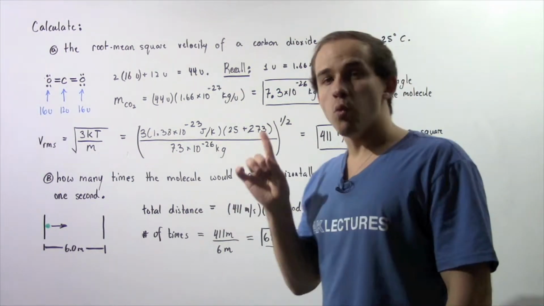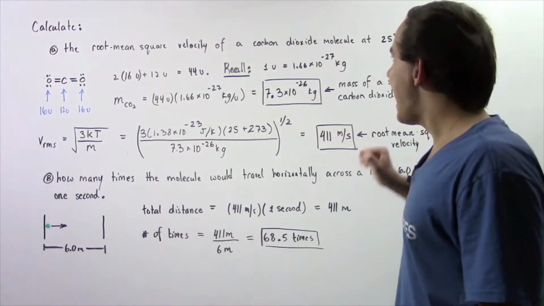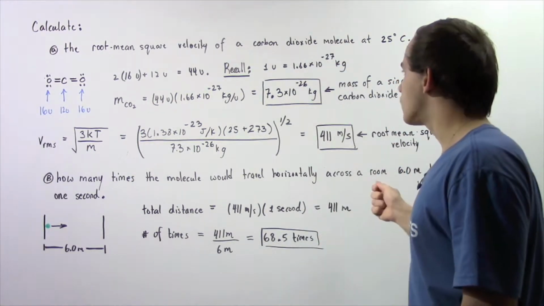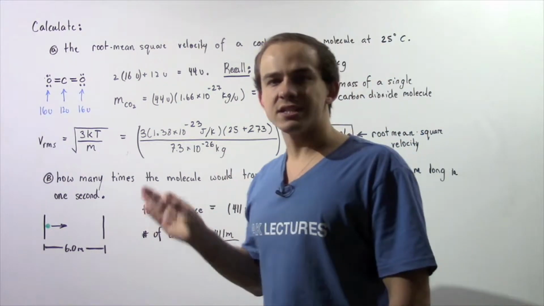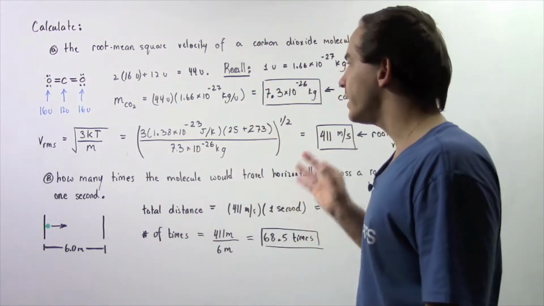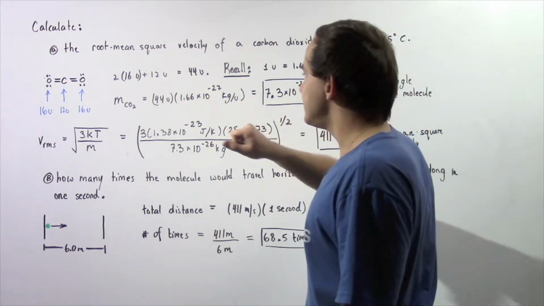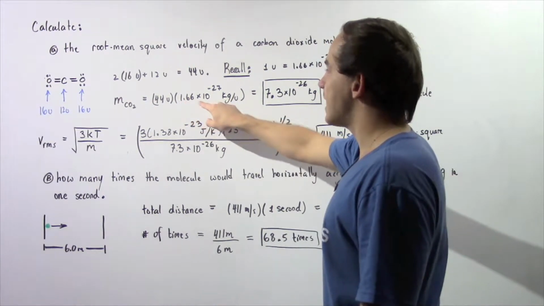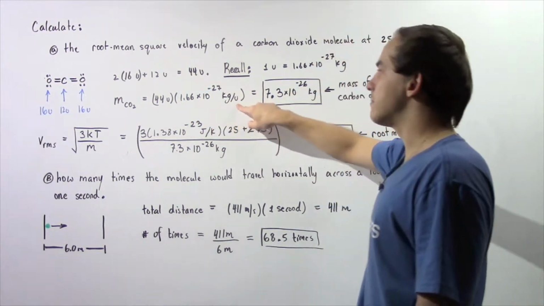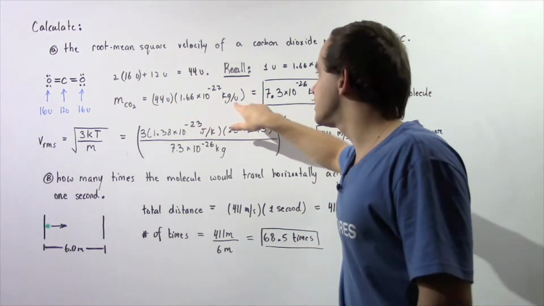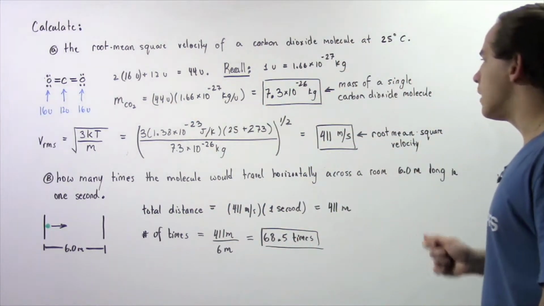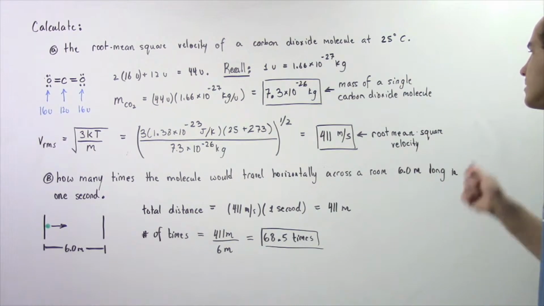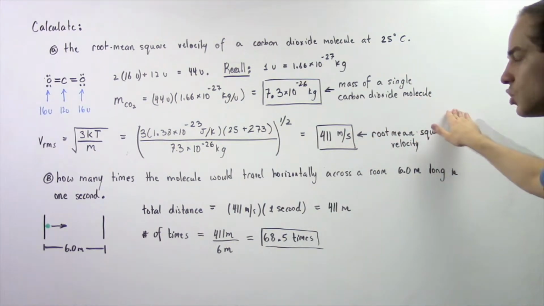Now, recall that one unified atomic mass unit has a mass of 1.66 times 10 to the negative 27 kilograms. So that means the actual mass of a single carbon dioxide molecule in kilograms is given by taking the product of 44 unified atomic mass units and 1.66 times 10 to the negative 27 kilograms per unified atomic mass unit. The u's cancel and we're left with a value of 7.3 times 10 to the negative 26 kilograms as the mass of a single carbon dioxide molecule.